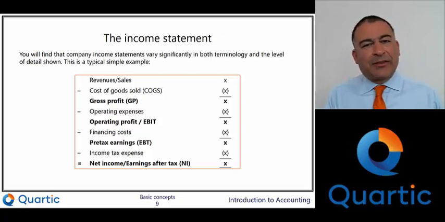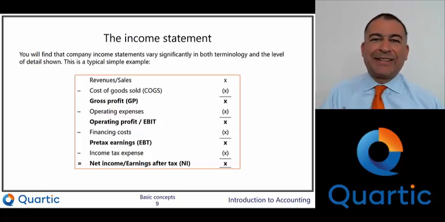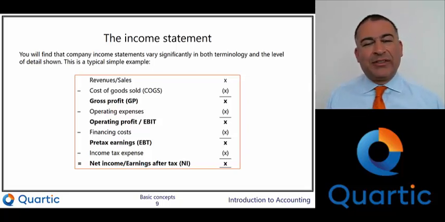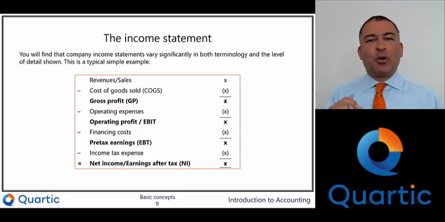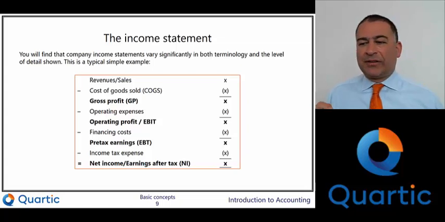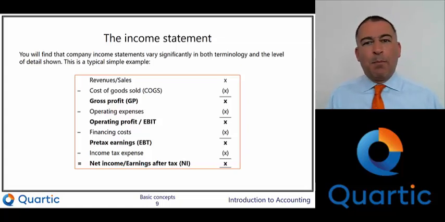And if a customer makes a purchase from us in December, but we're giving them a month's credit, then they may not pay us until January. So the income statement still shows that transaction. We've made the sale. We have costs associated with it, even though we haven't got the cash. So that's the income statement. Revenues and sales represent the top, the biggest number, hopefully, on the income statement.